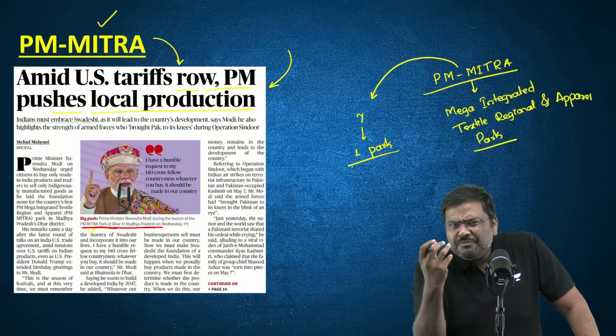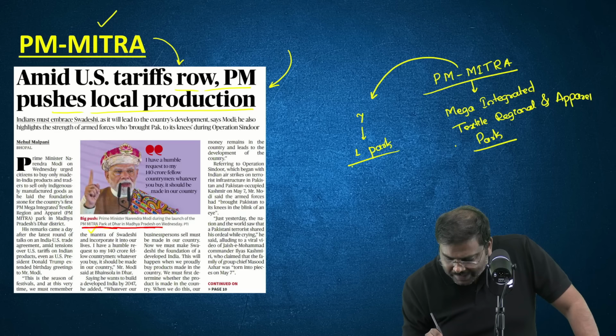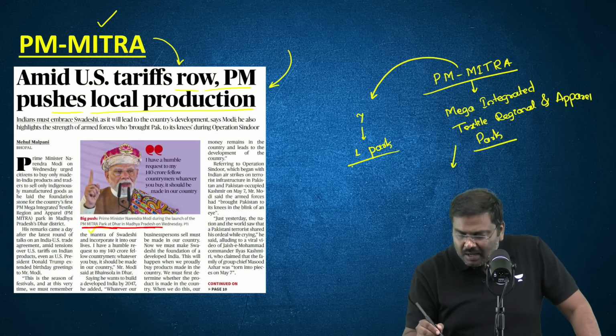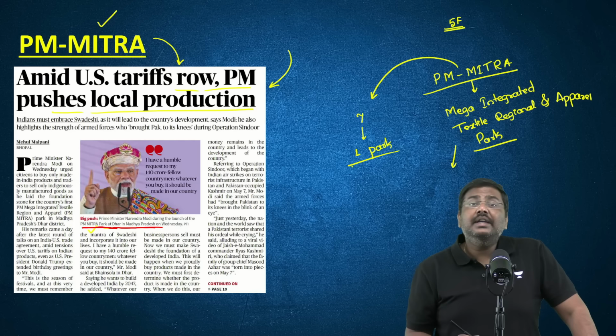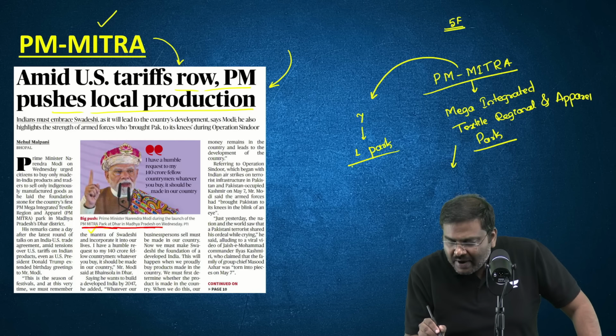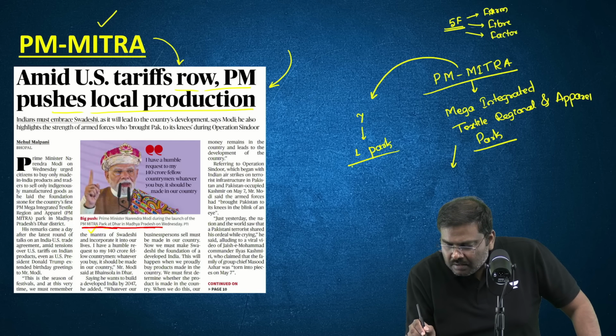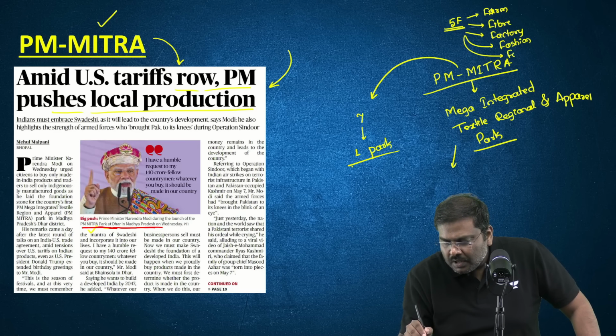But what is the logic of PM Mitra? The key point associated with PM Mitra is the concept of 5F. What is this 5F? 5F is farm, fiber, factory, fashion and foreign. What are these particular five F's?